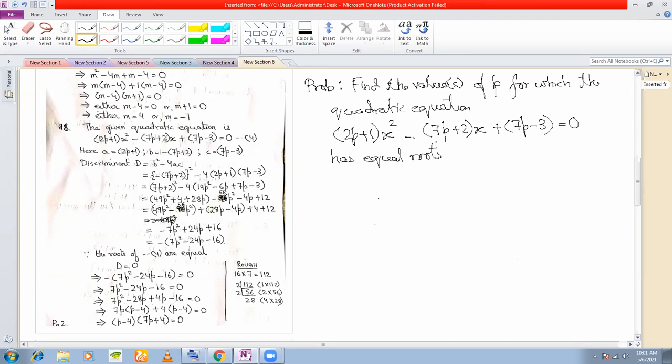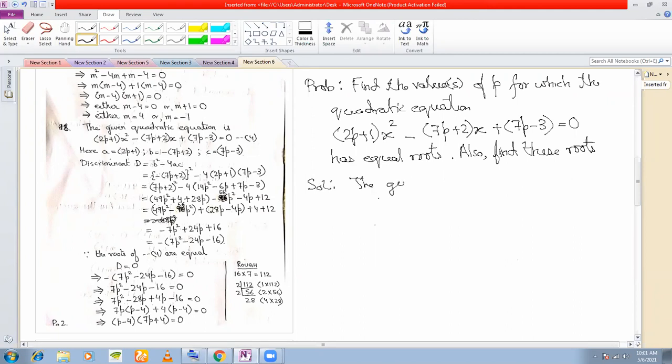So what values of p does this have equal roots? So this will be exactly similar. We'll find out the discriminant, put it equal to 0, and find out the value. Now the special part for this problem is that you also have to find out the roots. Also find these roots. What are the equal roots? Okay, so we proceed with the first part.